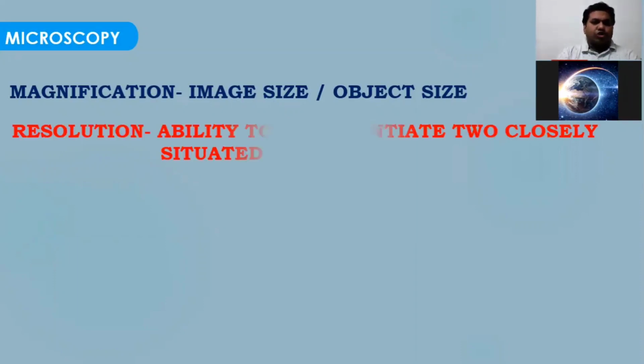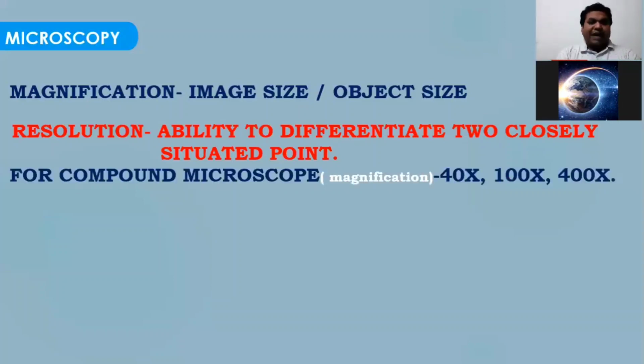Second is resolution. So what is resolution? It's the ability to differentiate two closely situated points. I mean, how closely situated points can be differentiated, that ability is called resolution. Now, for a compound microscope, magnification powers are 40x, 100x, and 400x. Depending upon our requirement, we use it.